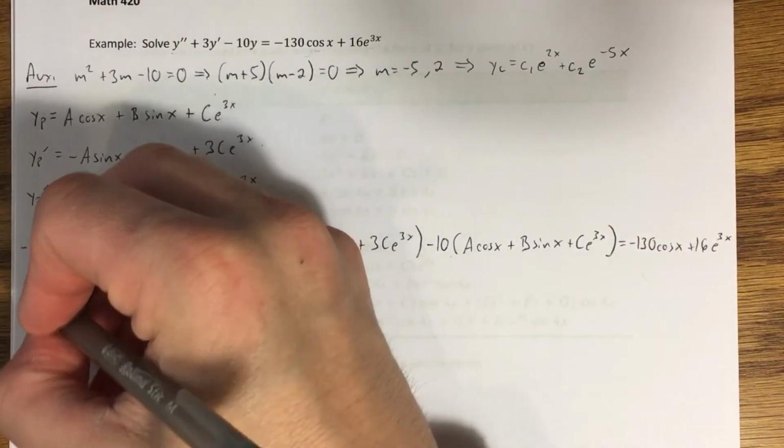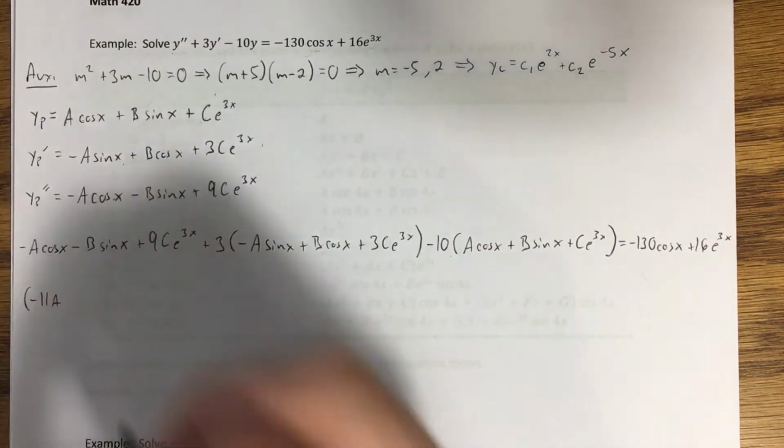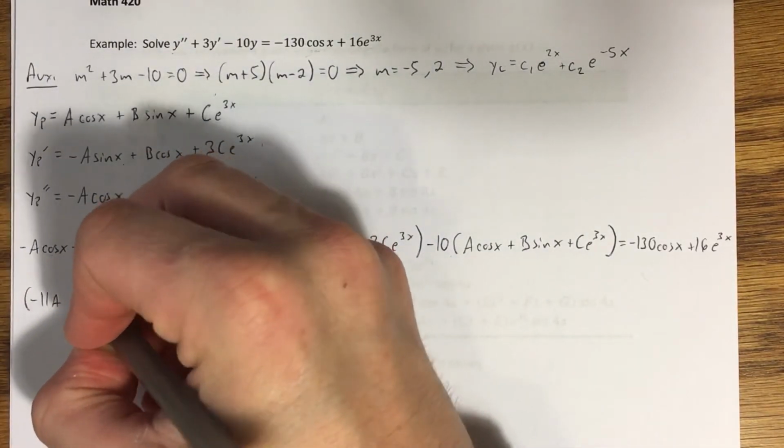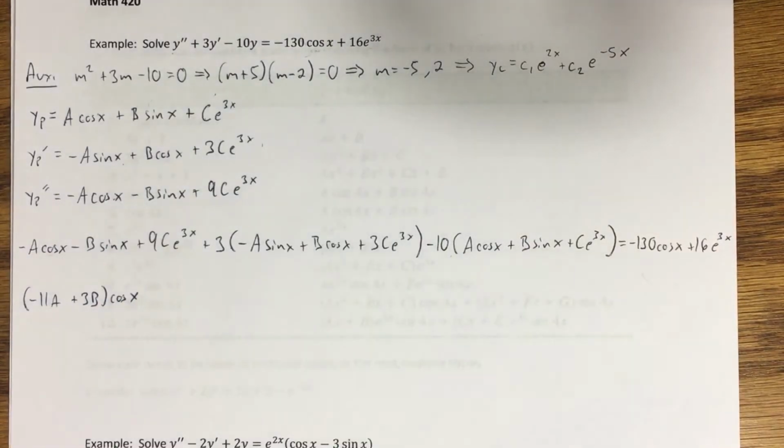That's going to give me negative 11a. And then over here I also have 3b cosine, so I'm going to get a plus 3b showing up for my cosine of x there. Okay, and then if you do the same thing with the sines, what do we have?